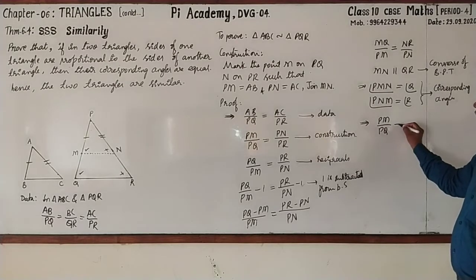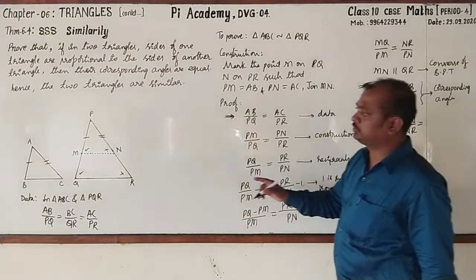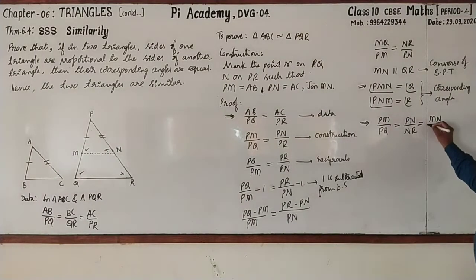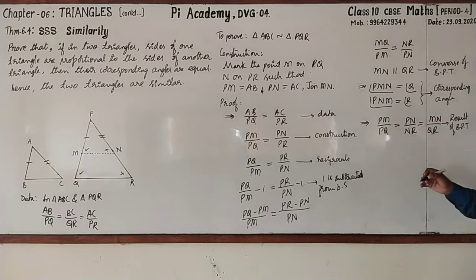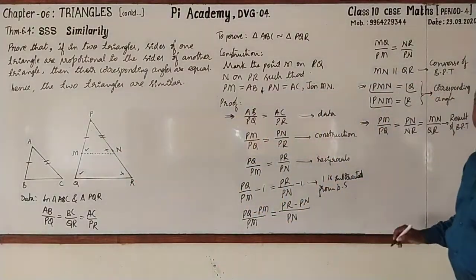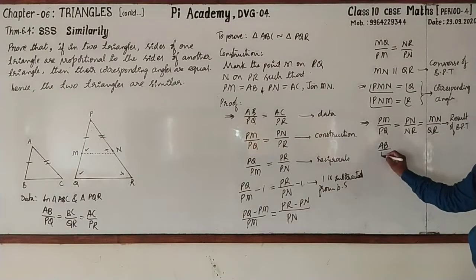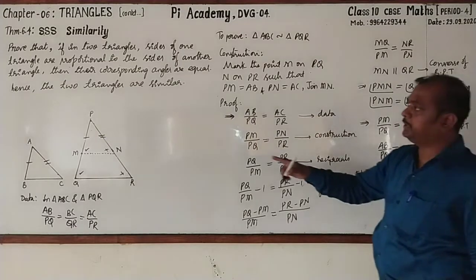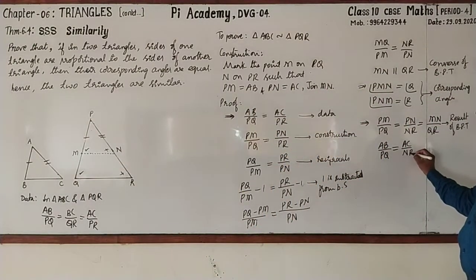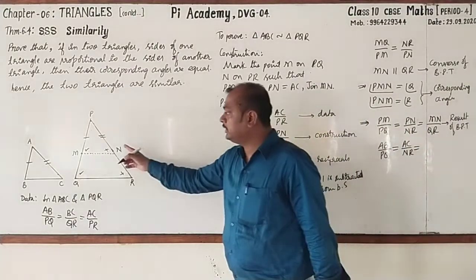PM by PQ is equal to PL by LR, which is also equal to MN by QR, right? MN by QR. What is the reason? It is from the result of BPT, nothing but corollary of BPT. Then what is PM? PM is nothing but AB. AB by PQ is equal to PN. PN is AC. AC by NR is equal to MN.